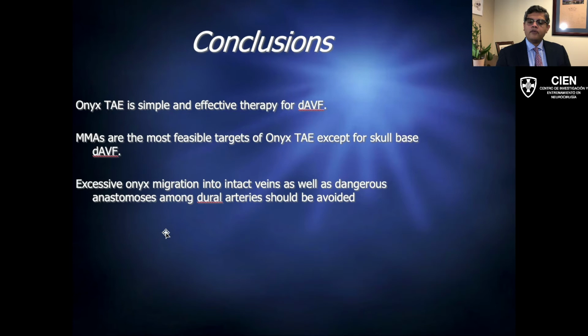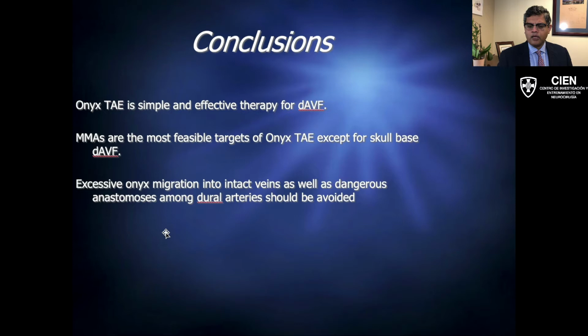Some of that problem has been eliminated by the use of a septal balloon. So you inflate the balloon and you inject the Onyx so that you can force the Onyx to the transosseous feeders. But in my experience, I have never found it to be as effective as using the middle meningeal artery. And the second problem is the occipital artery has collaterals with the posterior circulation.